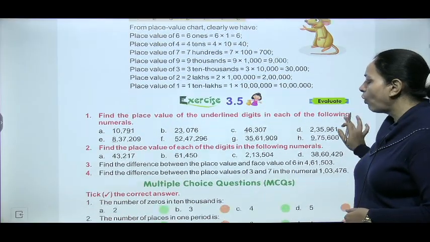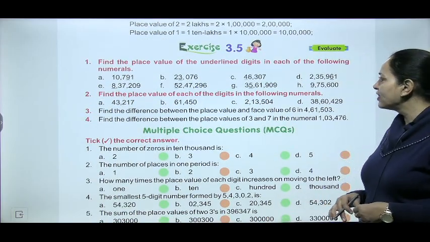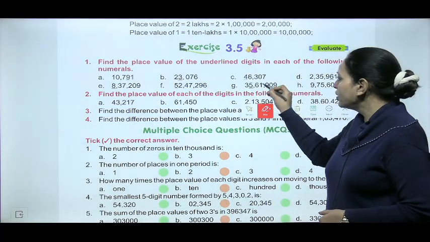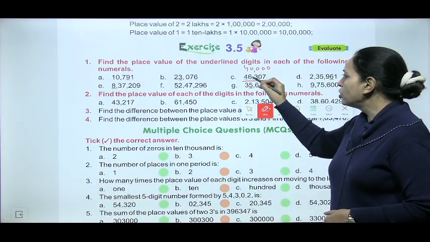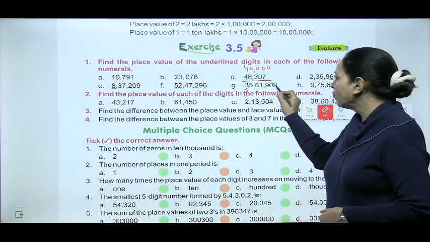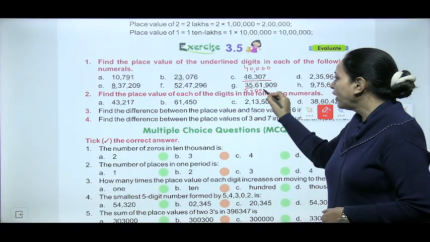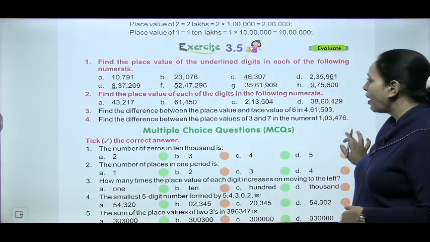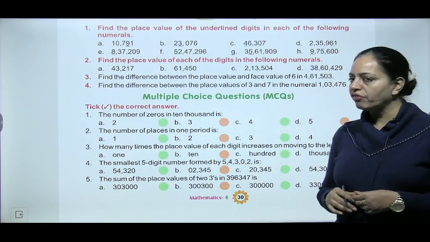Now exercise 3.5, question number 1. Find the place value of the underlined digits in each of the following numerals, like C part, 46,307. So 4 and 4 zeros, 40,000. Okay. Now G part, 5 at ones, tens, hundreds, thousands, ten thousands, lakh. So 5 and 5 zeros, 5 lakh. Okay. Similarly, you can try the remaining parts. Now second one: find the place value of each of the digits in the following numerals. You can try this one.